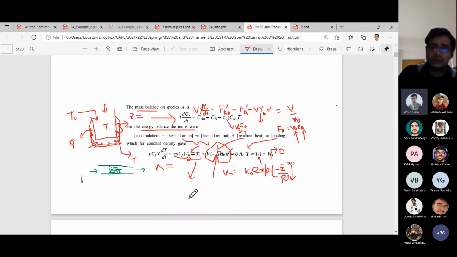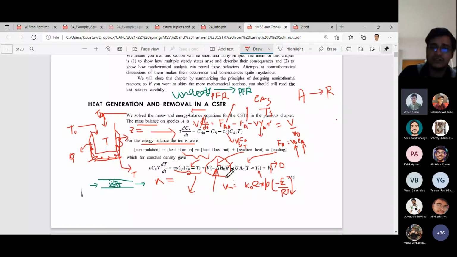So are these two formulative equations clear? Why are they written like this? Do you have doubts over these equations? Okay, I assume that you have understood it.